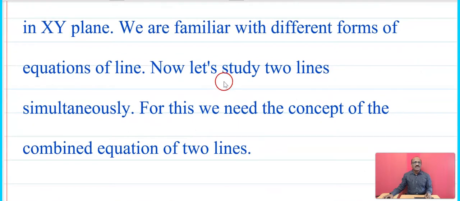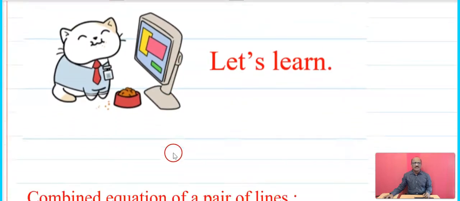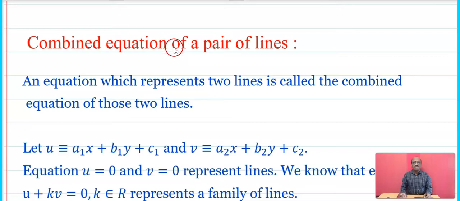Now let us study two lines simultaneously. For this, we need the concept of the combined equation of two lines. It's very simple. Now let's learn. Combined equation of a pair of lines: an equation which represents two lines is called the combined equation of those two lines.